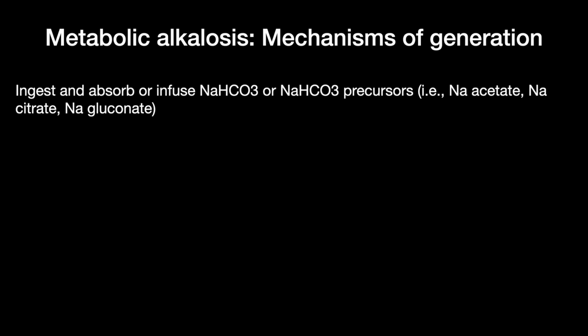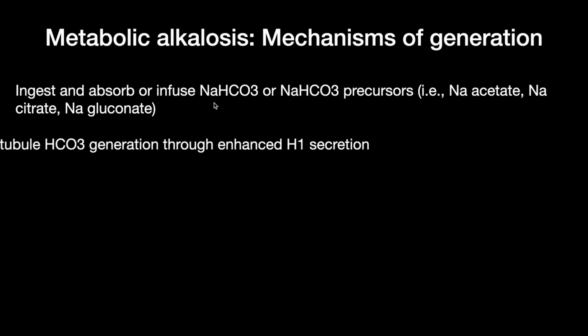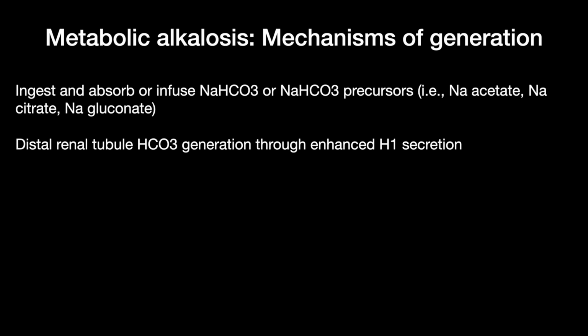So what are these methods? Either we have an infusion of strong cation like the sodium in combination with weak anions, weak bases or weak acids like bicarb, acetate, citrate, gluconate. So a weak acid with strong base results in increased concentration of the strong cation, thereby resulting in alkalosis. There is increased bicarb generation through enhanced H plus secretion in the distal tubule.